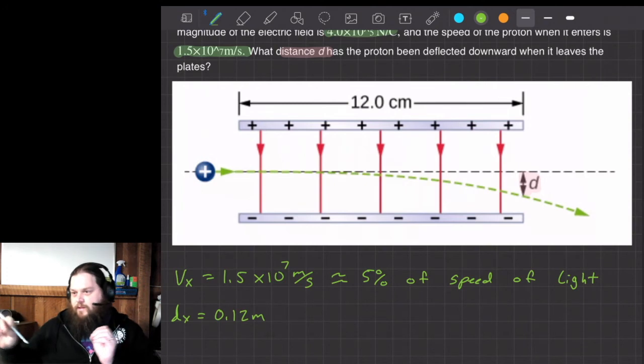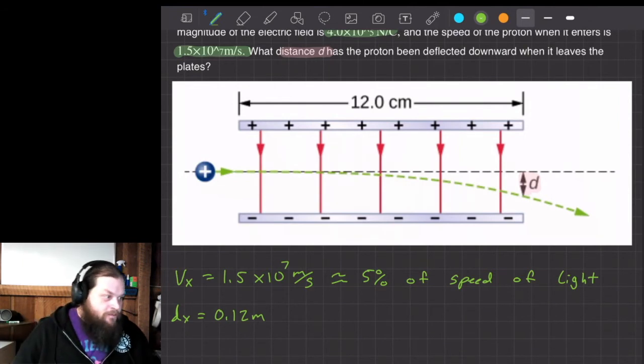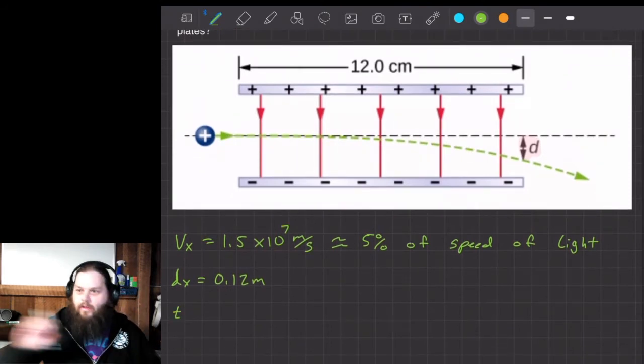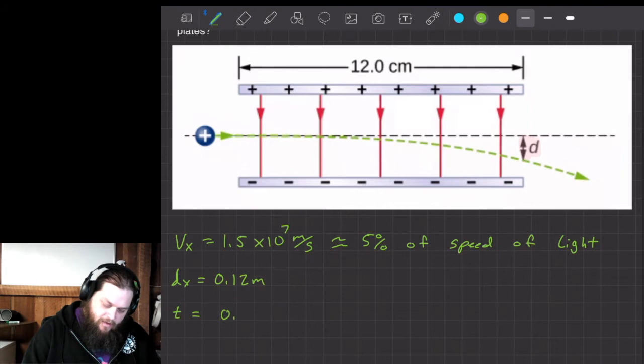Once it leaves that uniform field, the force stops acting on it. So we only really have to figure out how far it's deflected as it's going through that field. And we can find that out based on the time it takes for it to travel through that electric field at that speed. To do that, we simply take the distance it traveled, 0.12 meters, and divide by the velocity, 1.5 times 10 to the 7th meters per second.